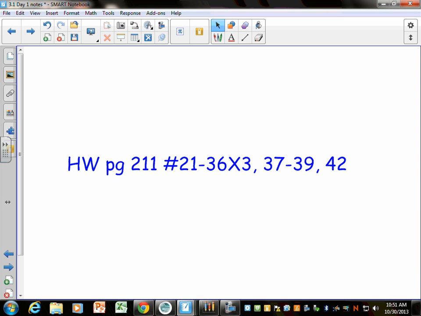Still, as long as it doesn't repeat, it can skip. And that's what we're talking about with domains. Its domain is not all real numbers, but it still passes the vertical line test.